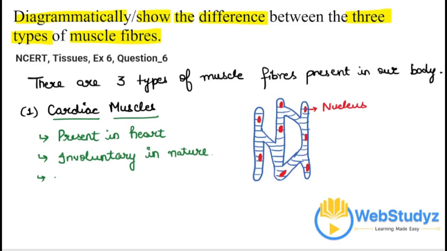Moreover, they are uninucleated, which means each muscle fiber has only one nucleus, as we can see in the diagram also. Every muscle fiber has one nucleus, the next muscle fiber has another nucleus. So each muscle fiber has its own separate nucleus. They are uninucleated. They have only one nucleus.